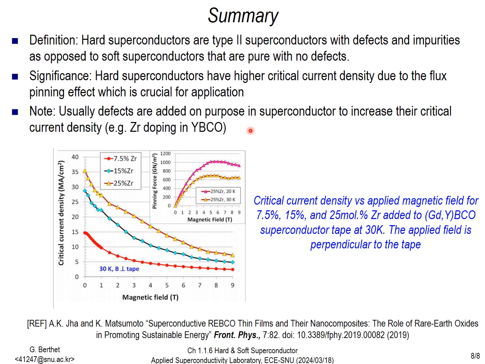On a side note, usually, defects are added on purpose to increase the critical current density. However, since defects replace some volume of the superconductor, there is a limit to how many defects or impurities can be added.